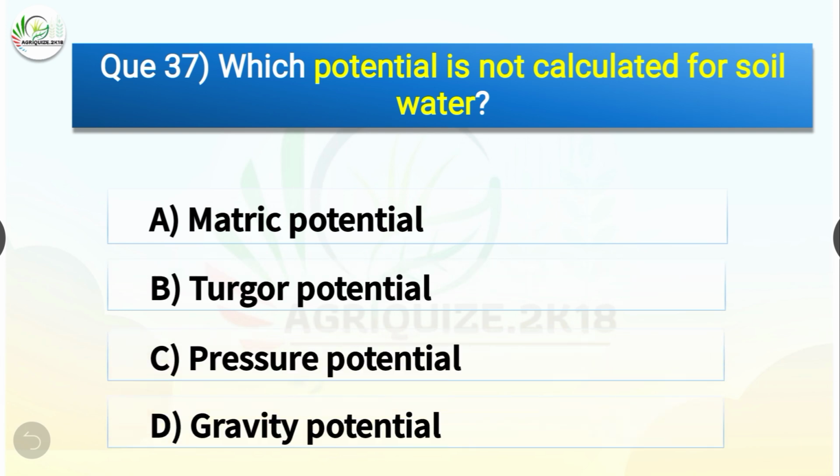The options are matric potential, turgor potential, pressure potential or gravity potential. The correct answer is option B, turgor potential. So turgor potential is not calculated for soil water, whereas matric potential, pressure potential and gravity potential are calculated for soil water. Question number 38.